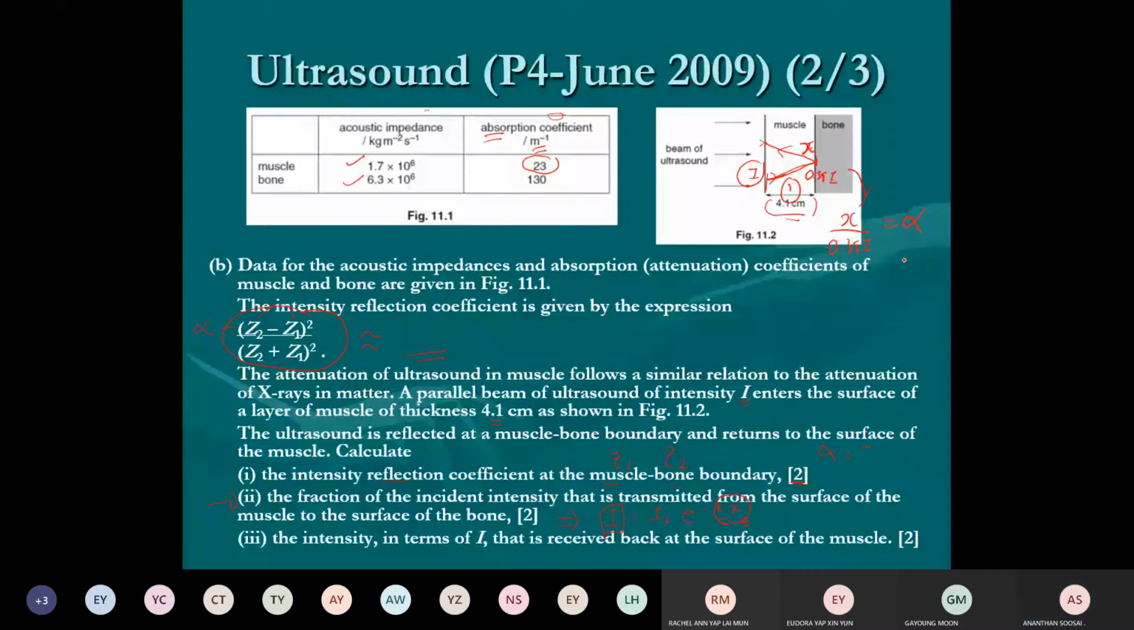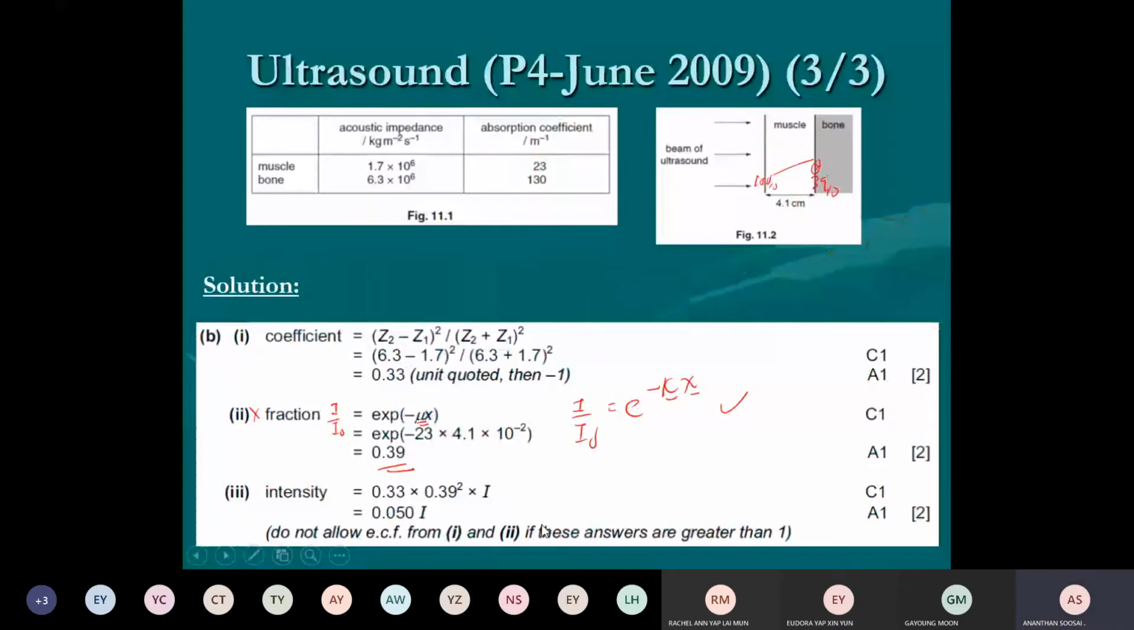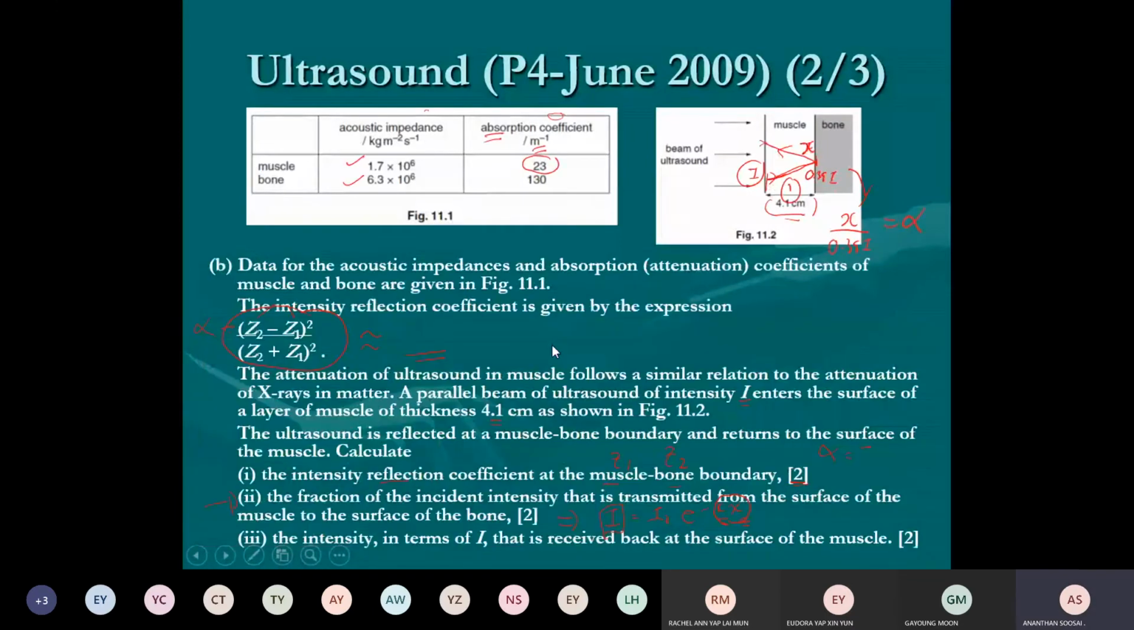So what is your alpha for muscle and bone? The answer for the first one. Alpha is how much? 0.33. Oh, sorry, what's the question? They want the surface of the muscle here. It's not the x. They want here.